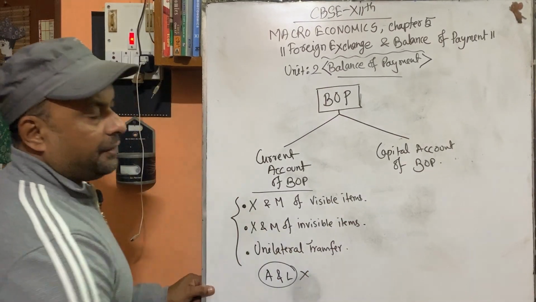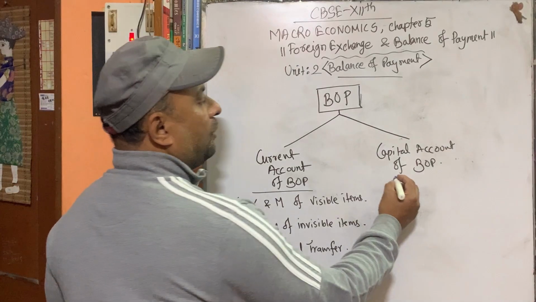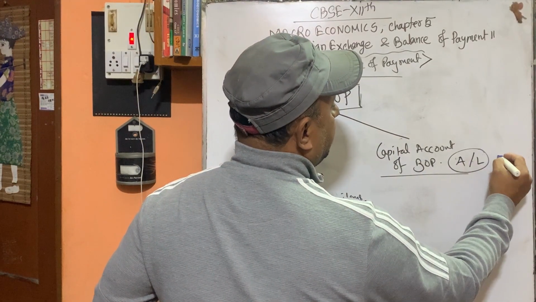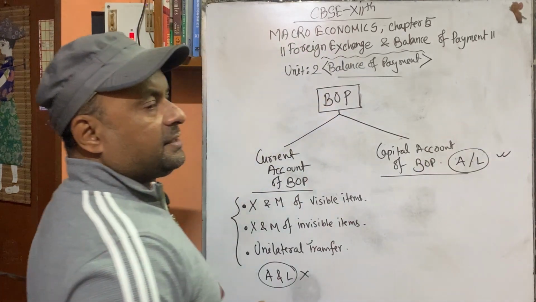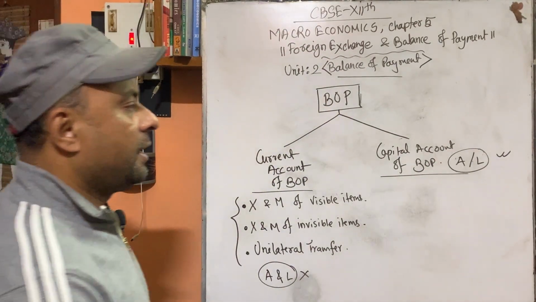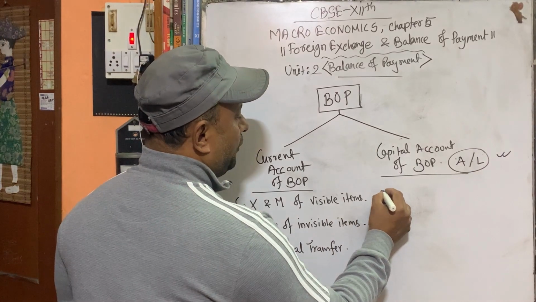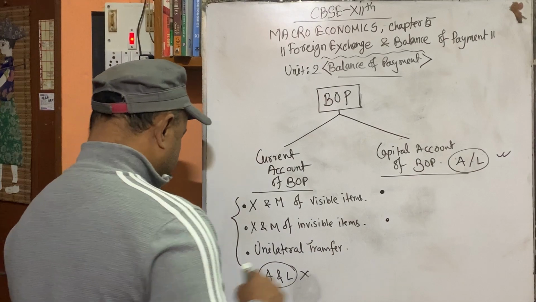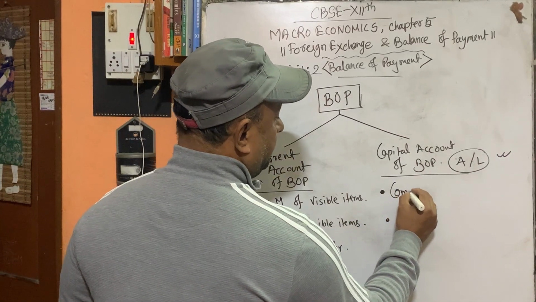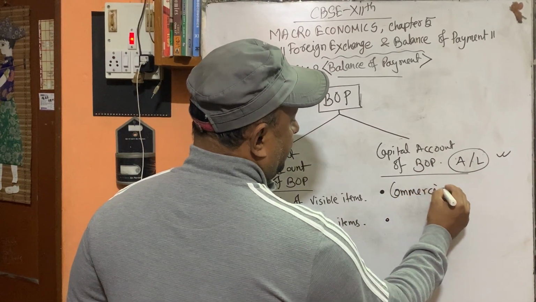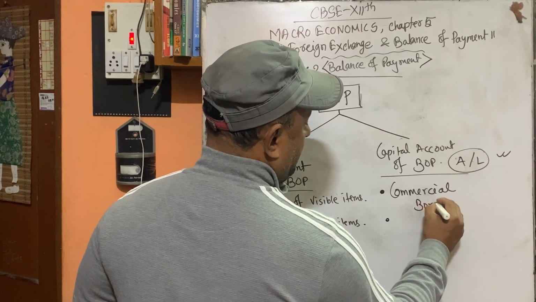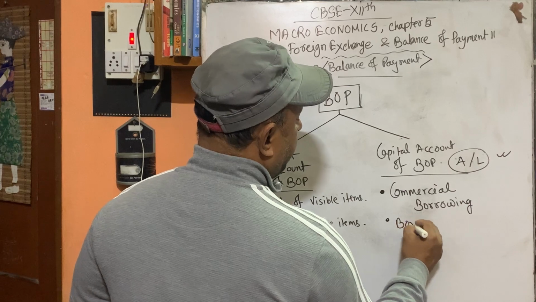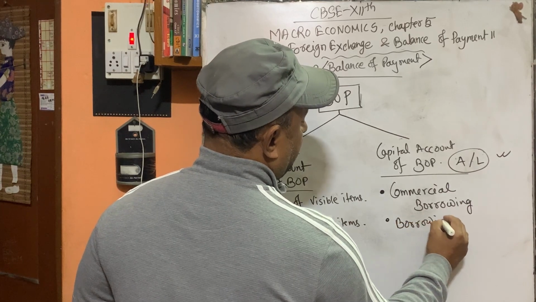Now the capital account, where either the asset or liability of the country changes. Asset and liability status is affected. This is the capital account. Here we have 5 components. Two types of borrowing. First one is commercial borrowing. Second one is borrowing from external sources.